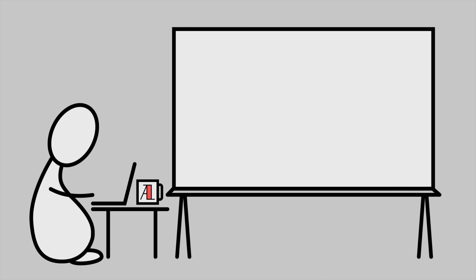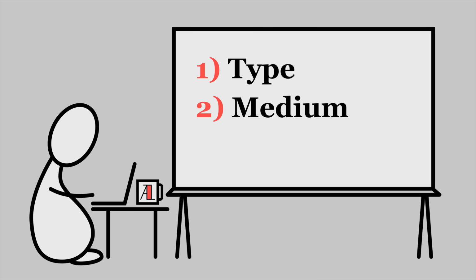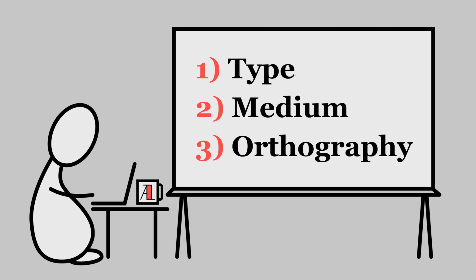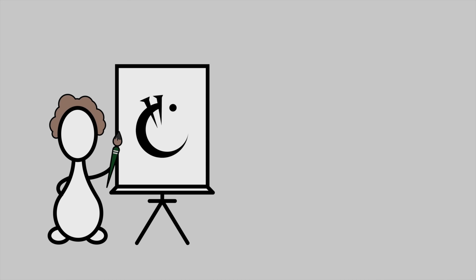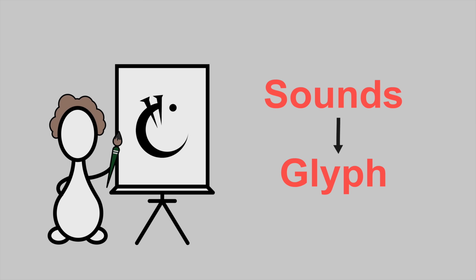In order to create an interesting writing system, you need to pick a type of script, pick a writing medium, and pick a set of rules to govern that script. Before you start creating symbols, ask yourself, how many sounds do you want represented per glyph? This will determine the type of writing system your script will be.